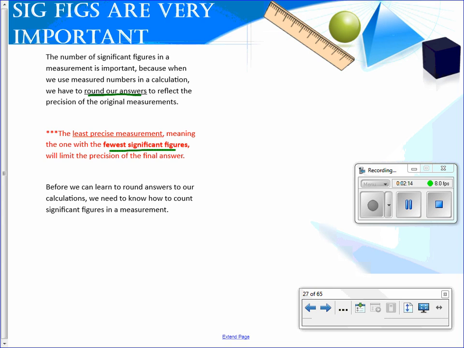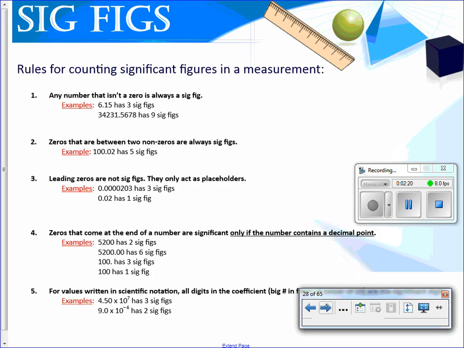So first what we have to do is be able to look at a number and tell how many significant digits that particular number has. So here are the rules for counting significant figures. I'm going to explain each one of these. You're not going to necessarily be asked to write these rules, but you do have to be able to use them. So the first rule says any number that isn't a 0 is always significant. So any digit between 1 and 9 is always significant.